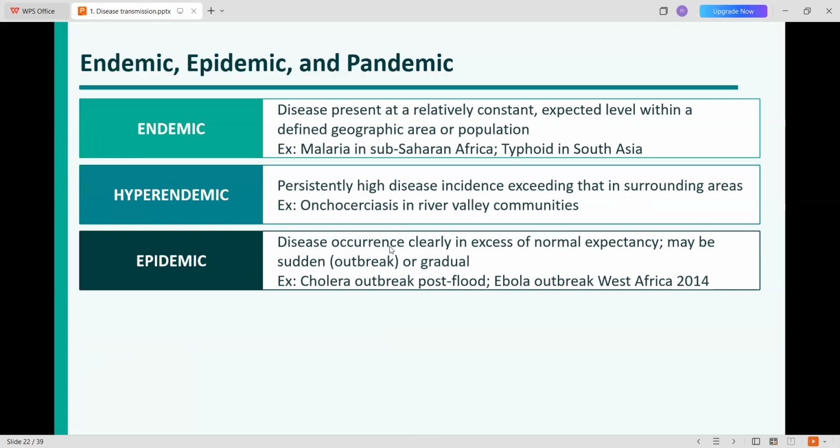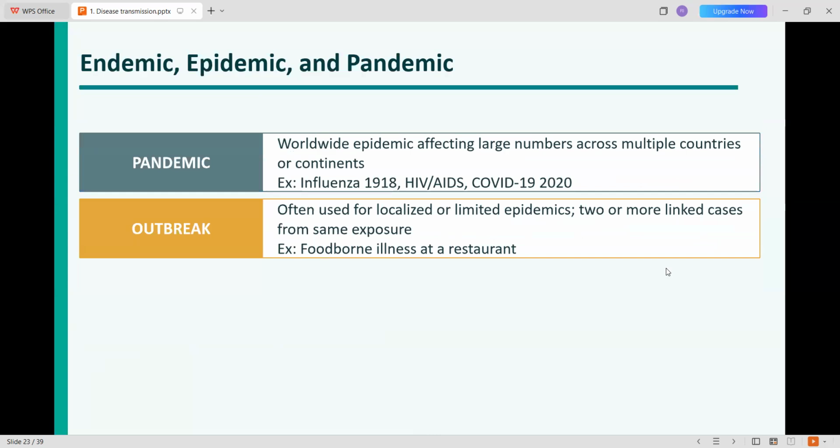Epidemic is disease occurrence clearly in excess of normal expectancy, which may be sudden or gradual, for example the cholera outbreak and the Ebola outbreak in West Africa in 2014. Pandemic is a worldwide epidemic affecting large numbers across multiple countries or continents, for example influenza in 1918, HIV/AIDS, and COVID-19 in 2020. Outbreak is often used for a localized or limited epidemic: two or more linked cases from the same exposure.